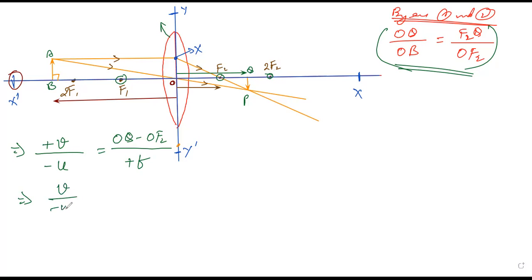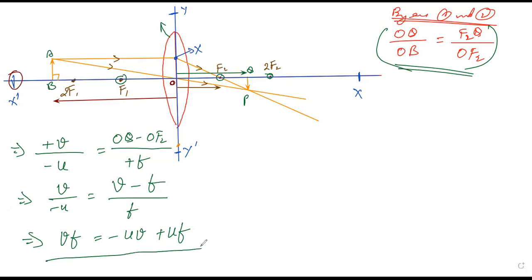Now we will just continue. So V minus U is equal to OQ. What is OQ equal to? OQ is equal to V, that is positive, minus F by F over here. If you cross multiply, you will get V. Sorry, just a minute, let me correct this one. It's not V. So it is VF equals to minus UV plus UF. Okay, you got this setup.